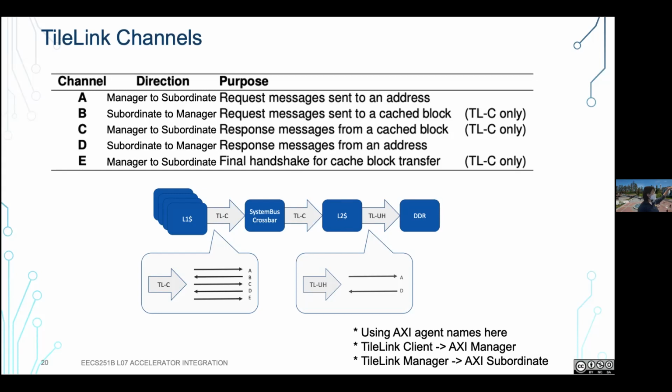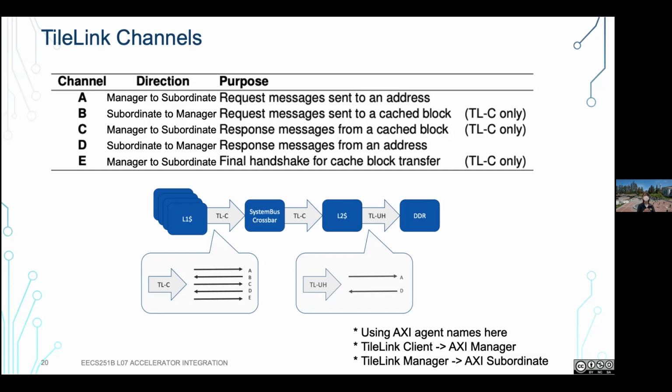Again, most of the time you won't see the B, C, and E channels; they only show up in the cache design. For most of the uncached design, the two channels that we'll be using are A and D. A sends the request, sends the address. D responds with the data. It's also very easy to remember, intuitive: the A channel is for address, and the D channel is for data, so it's returning the data.